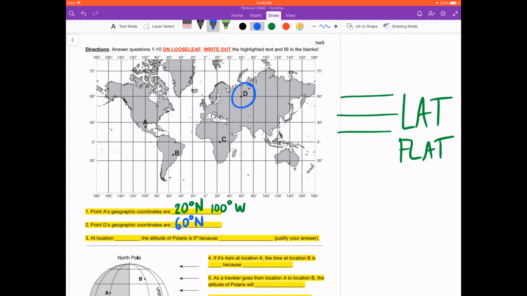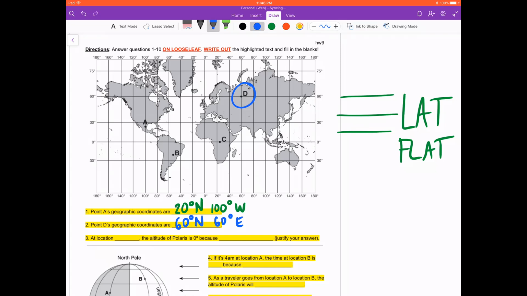And in terms of longitude, here's the prime meridian, and it is definitely east of the prime meridian. So it's going to be 60 degrees east because I'm following this line and finding it right there. So it is 60 degrees east of the prime meridian. So those are the geographic coordinates for A and D.